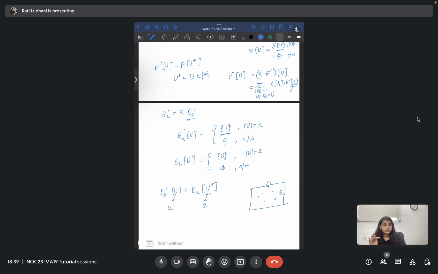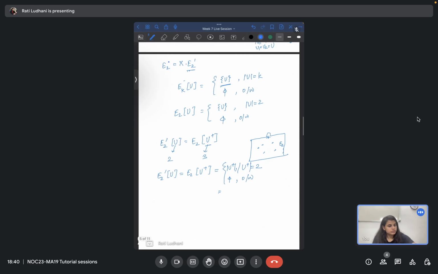Yes, ma'am. Okay, so e2 dash of U is equal to E2 of U plus, so what can you say about this? When the cardinality of U plus is 2, then it will be this, otherwise this will be 5, right? So you can simplify it and write it in terms of U.